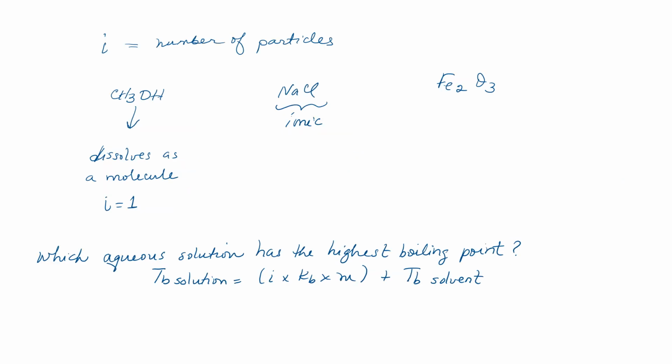So let's go over this numerical value for i for a little bit. The i in the equation is just telling you the number of particles, okay? Now I'm giving you an example here. I have CH3OH, which is methanol. It's a covalent compound. It is soluble in water. Every molecule of methanol that you're dissolving in water remains as a molecule. So if you have 100 molecules of methanol in water, you have 100 molecules. It's not breaking apart into anything else.